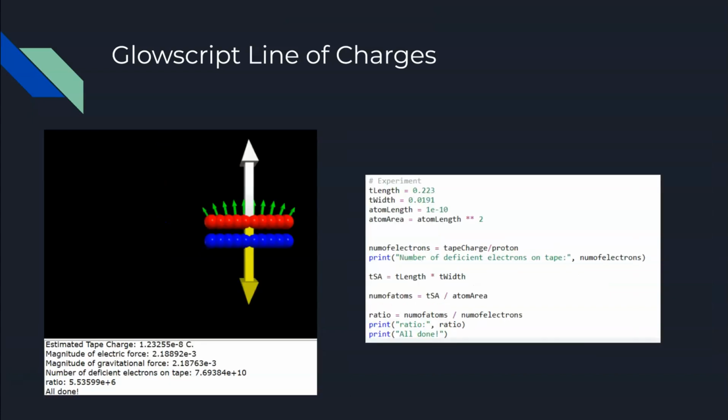Now here's my GlowScript representation for a line of charges. As you can see, the green arrows show the electric field, the red shows tape B, and the blue shows tape A. And also the yellow arrow shows gravitational force, and the white arrow shows electric force. And also in the bottom left you can see the output for this code, which includes estimated tape charge, the magnitude of electric and gravitational force, and also the number of deficient electrons on the tape, and the ratio of number of atoms to number of electrons.